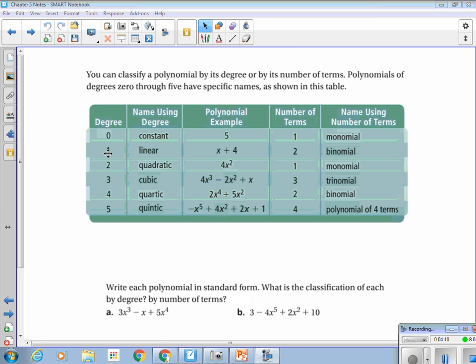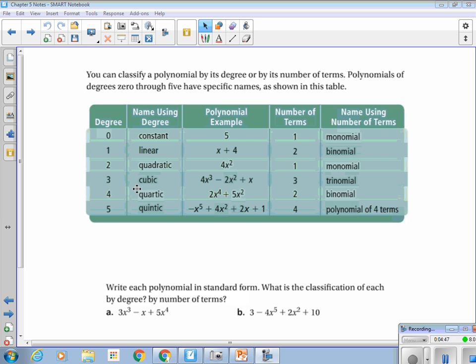If I have a degree of 1, so x to the 1 or just x, we know what that's called. We've dealt with that before. Using the degree, it would be a linear polynomial. We can have x plus 4. In this case, when we have x plus 4, that's 2 terms, binomial. Degree of 2 is a quadratic. Here they have 4x squared. This is just 1 term, so that's back to monomial land.